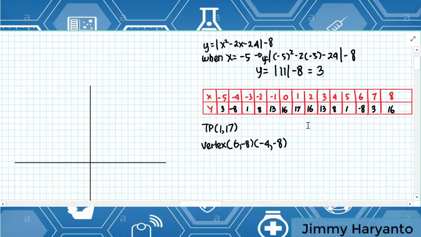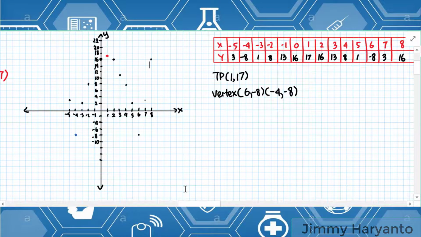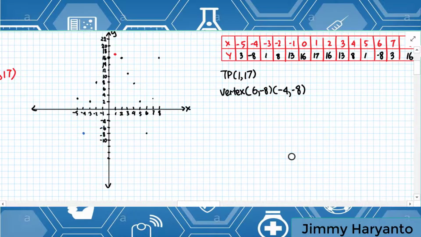And then you have to plot all of the points. We have the turning point (1, 17), and then the vertex, we have to plot them into the Cartesian plane. Okay, so the plot will be like this. I have the blue dot as the vertex, and the red dot as the turning points. And then you have to connect the dots with a curve, not a line, with a curve.